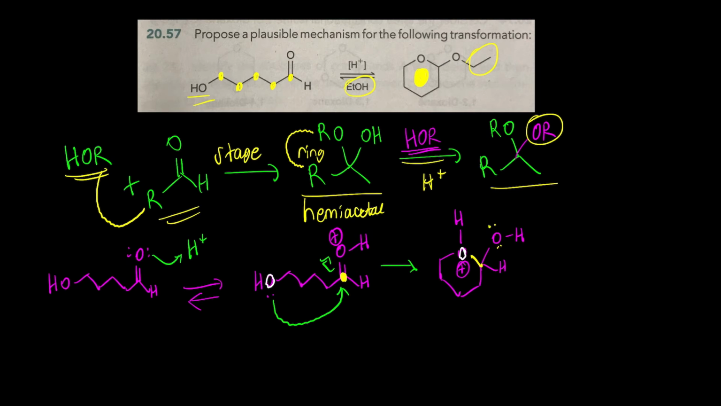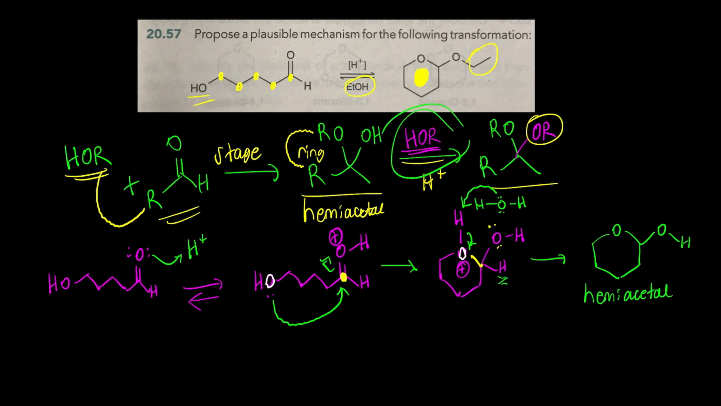Now I want to deprotonate this one. There's water floating around, and so we want to use that as the general solvent to deprotonate here, and that's going to give us the hemiacetal. Now I'm going to drop off this hydrogen. It's just kind of annoying to keep showing that. So this is the hemiacetal. We've done stage 1.